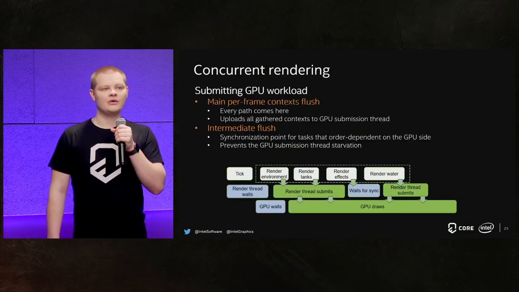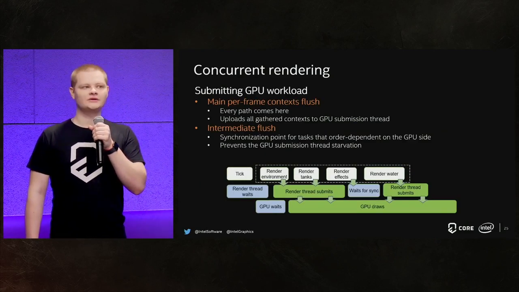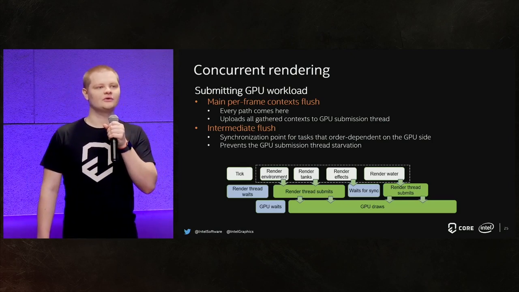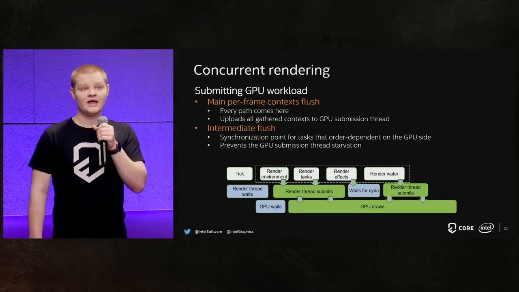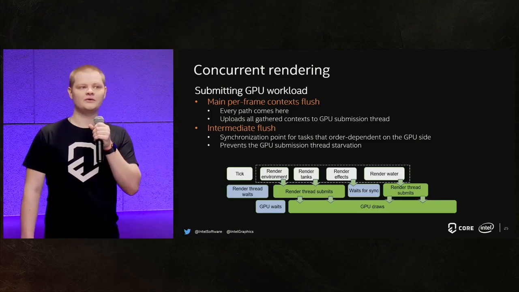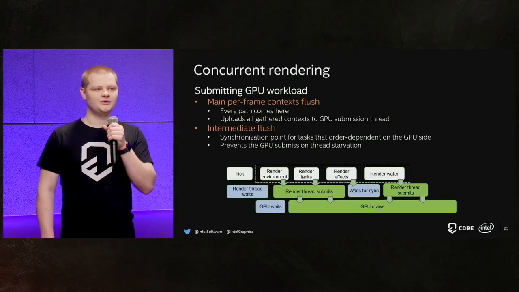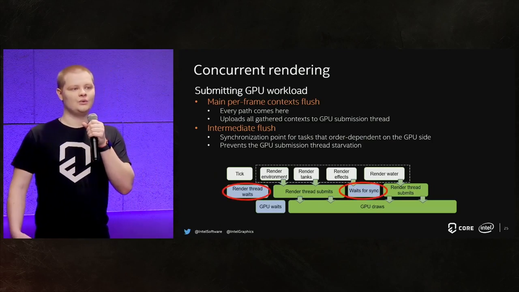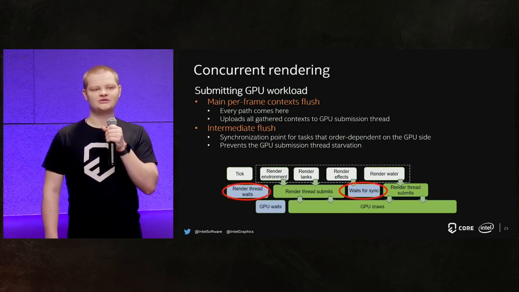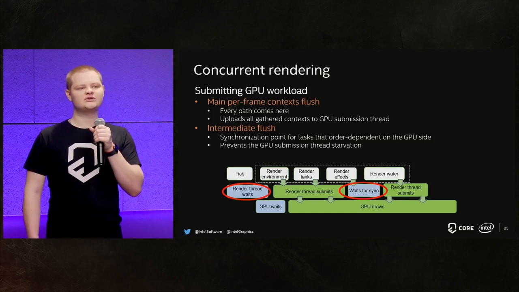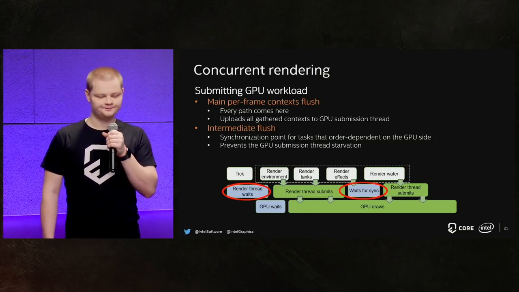As I previously mentioned, our engine uses the TBB flow graph to gather command lists for various subsystems in parallel and then flush them in a predefined order into the render thread. Unfortunately, if we do only one flush to the render thread per frame, it will make the render thread stay idle because we have a dependency between CPU and GPU. So we have to perform intermediate flushes to give the render thread some work as soon as possible at any given time.